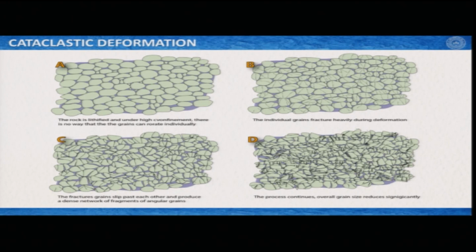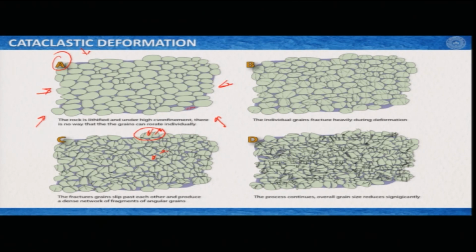What do we see here? These 4 illustrations. In A we have a compacted matrix, this dark gray, and these greenish grains. When the deformation comes in a setting like this, which is highly compacted, lithified and under significant confinement, the grains cannot rotate. Therefore they produce fractures within themselves, and these fractures are easier to either open or slide. Here in this grain you can see some sliding going on, and some opening going on here and so on.